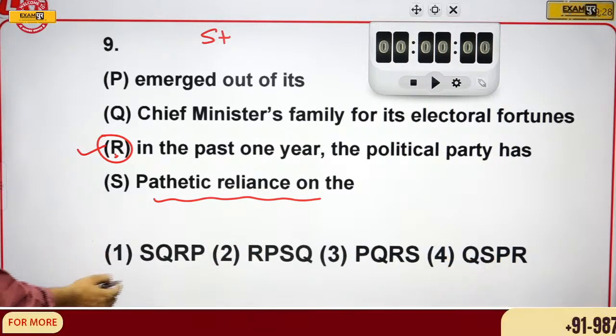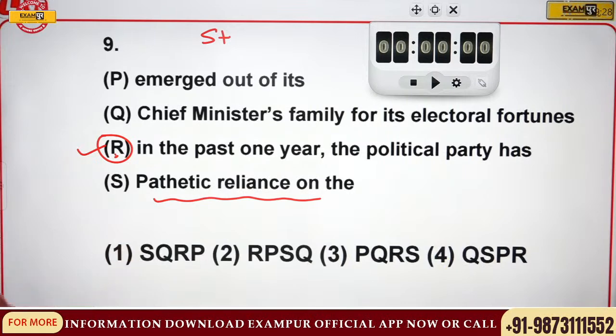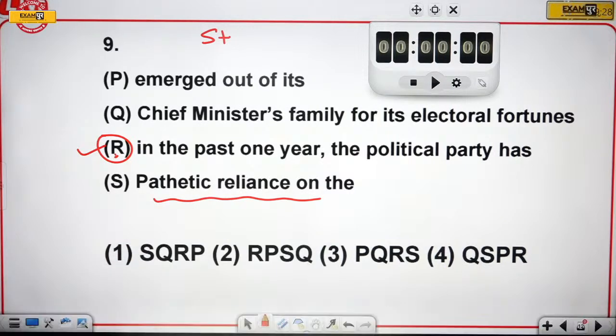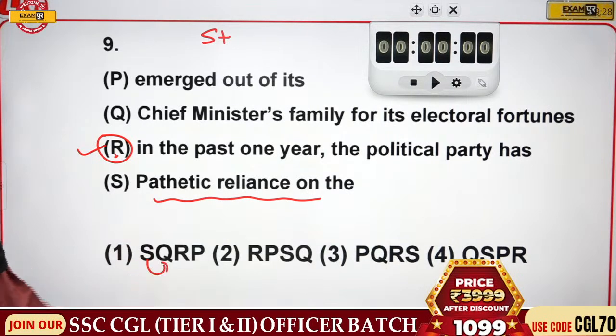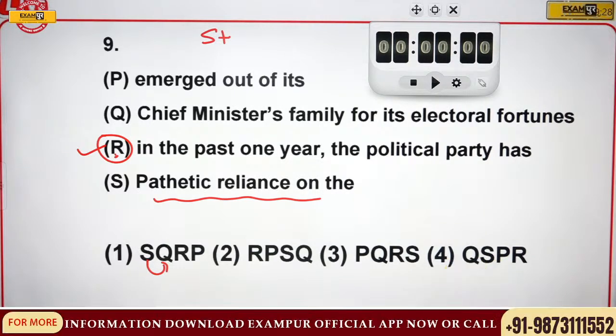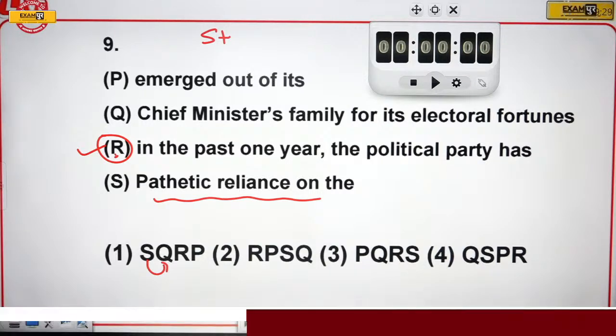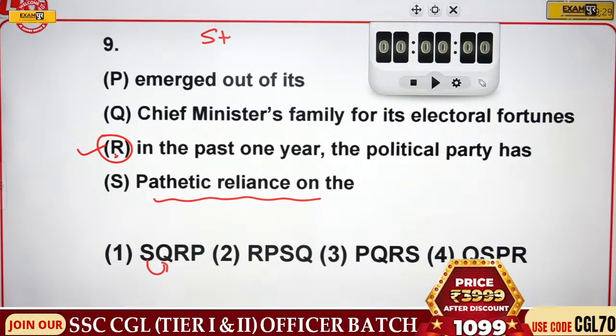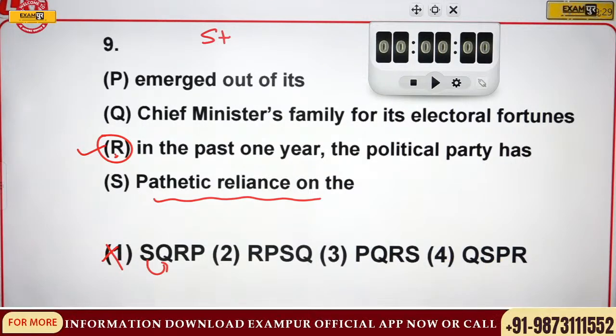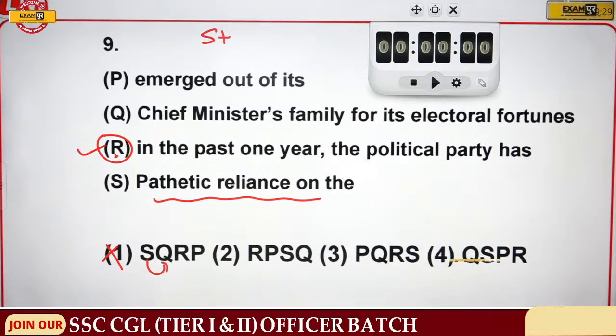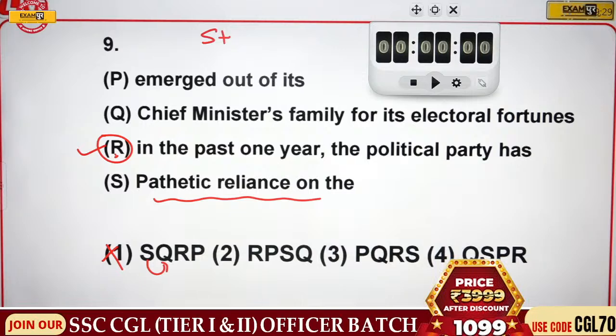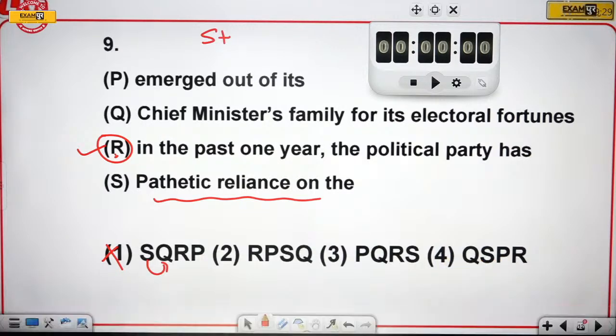Now, in option number... S is followed by Q. Pathetic reliance on the chief minister family for its electoral fortunes. In the past 1 year, the political party has... no, this cannot be the answer. Okay. In the past 1 year, the political party has emerged out of its pathetic reliance on the Chief Minister's family for its electoral fortune.